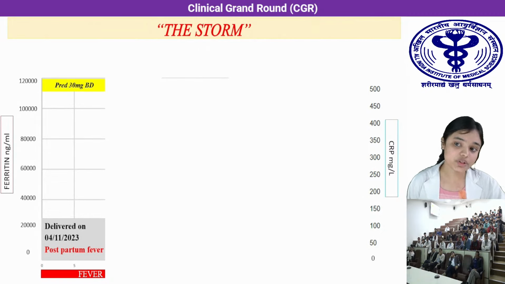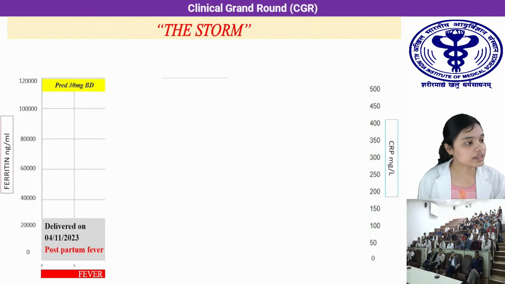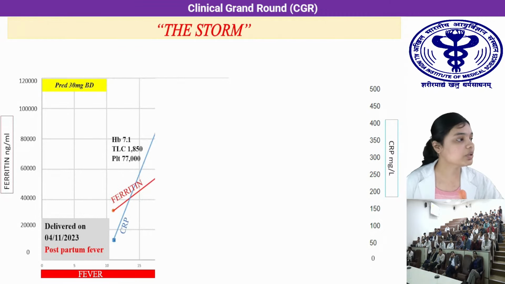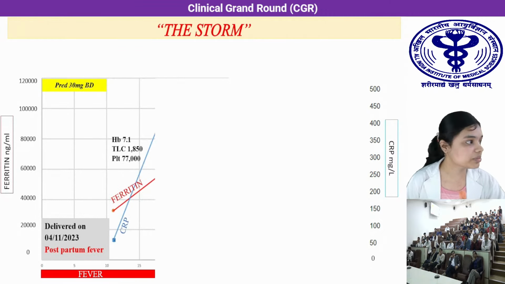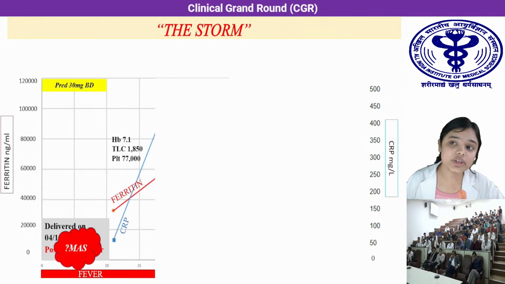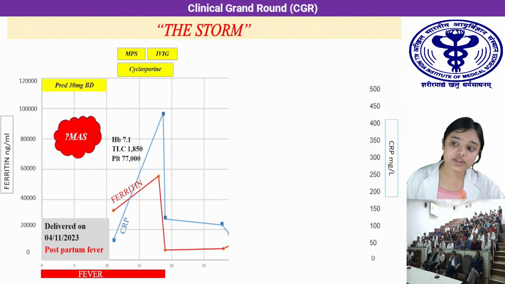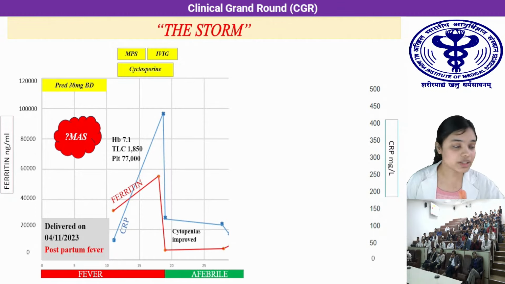Retained products of conception was ruled out. She was started on antibiotics, but her fever did not respond, and hence she was transferred to our department for further management. When we received the patient, she was found to have cytopenias and raised inflammatory markers. So keeping a background of AOSD, a possibility of macrophage activation syndrome was kept, for which she was treated with methylprednisolone, IVIG, and a course of cyclosporin, following which she became afebrile, her cytopenias improved, and her inflammatory markers settled.